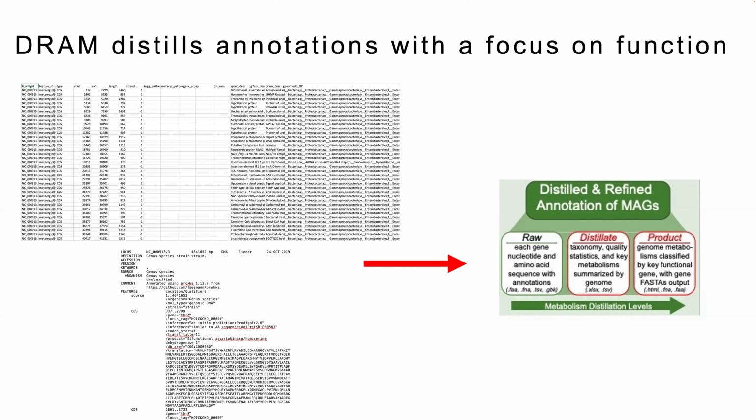So for example, if you're really interested in methanogens, you can see from the product, these are all of our methanogens. I'm going to pull out these MAGs and I'm only going to look at these raw annotations. Or if I'm really interested in methanotrophs, things like that.